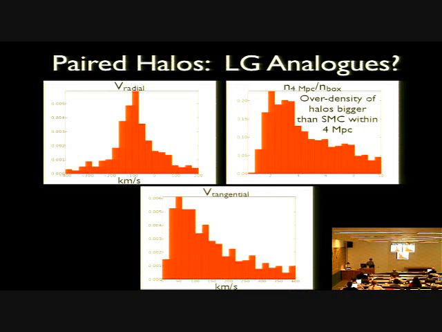We also looked at the relative tangential velocities of the two halos. Found a pretty clear peak here again, around 50 to 100, but again, the horizontal axis is the number of halos bigger than the SMC within 4 megaparsecs, divided by the total number within the box.